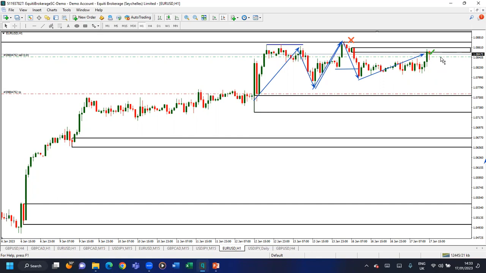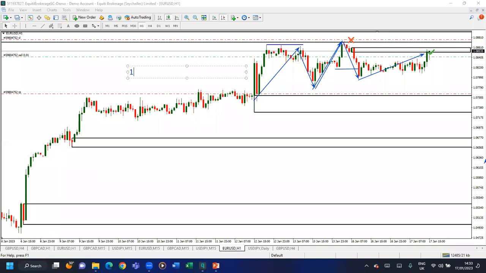For my stop loss, I have it right above this previous high. So having a stop loss here of about 35 pips, my risk to reward ratio here is 1:2.